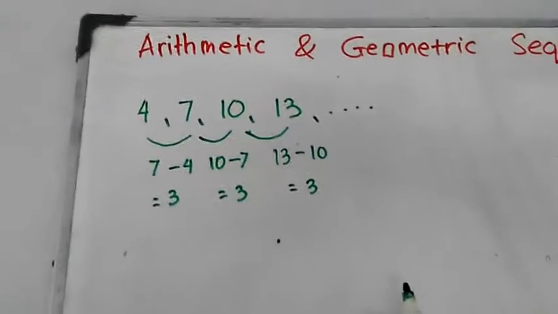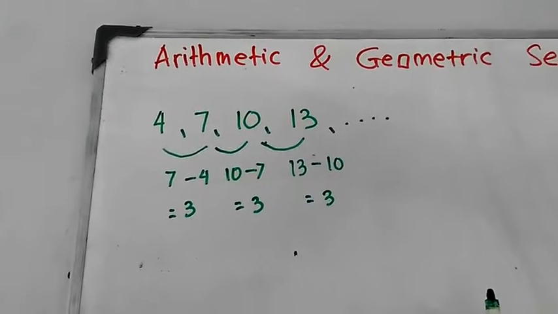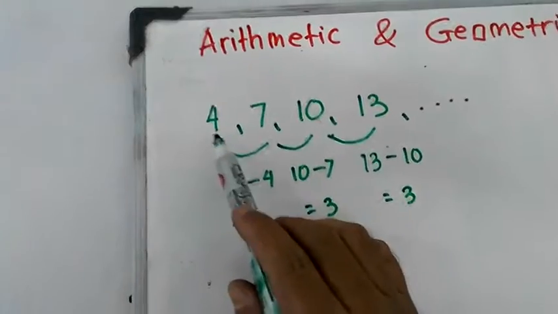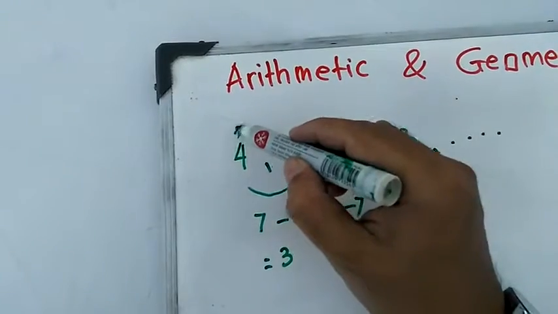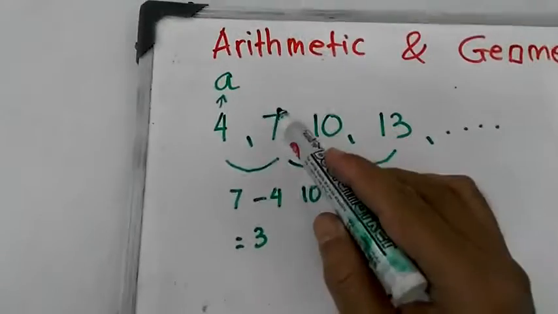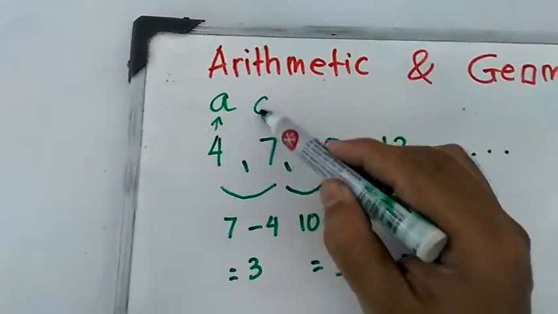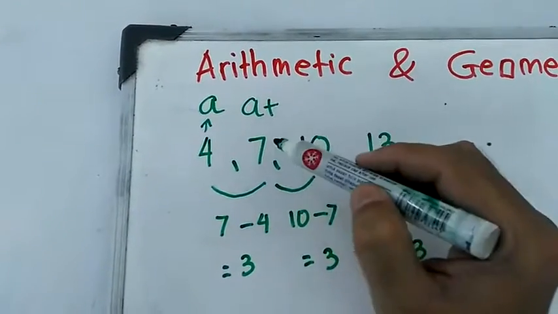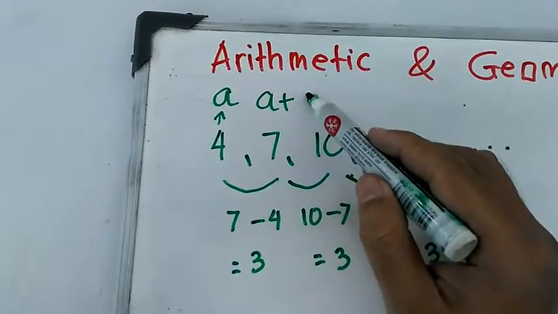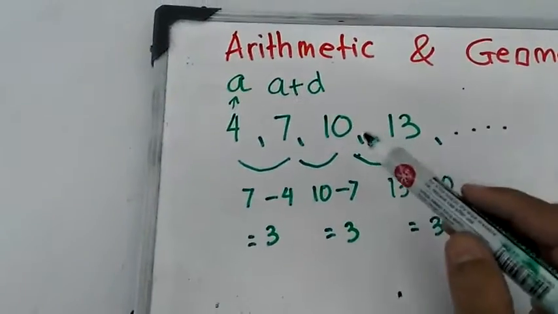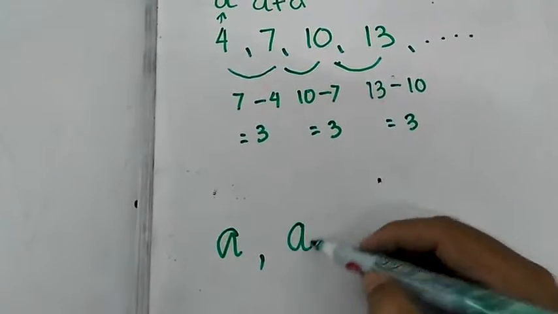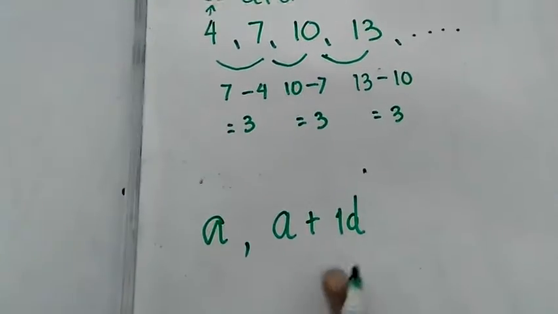Now, how do we determine the n-th term of an arithmetic sequence? If we take the first term as A, then the second term will be A plus 1 times the difference, or just say D. So maybe I will write it down here. The first term is A, and the second will be A plus 1 times the difference for the second term.